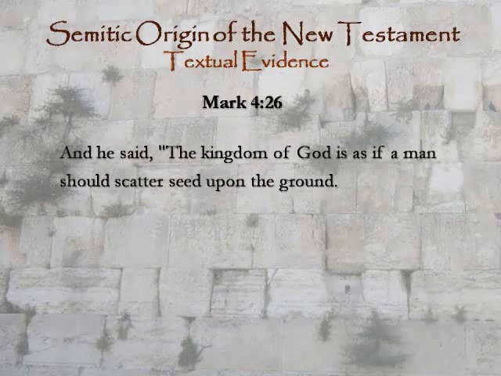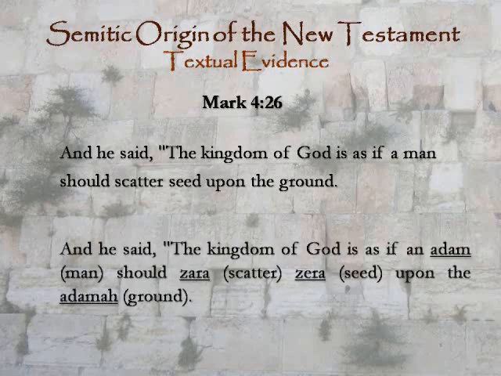Mark 4:26, and he said, the kingdom of God is as if a man should scatter seed upon the ground. And he said, the kingdom of God is as if an Adam should scatter seed upon the Adamah. Here we have zara and zera. Zara is the verb meaning to scatter. Zera is the word for seed. Again, another pun popping up. Oh, and also Adam is man. Adamah is ground. They're all over the place in there.